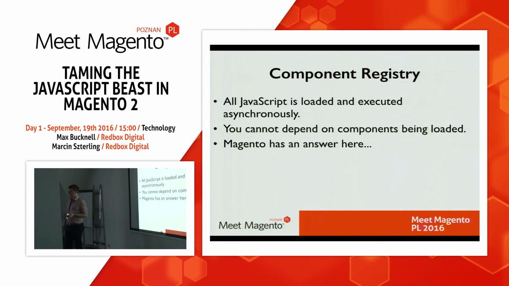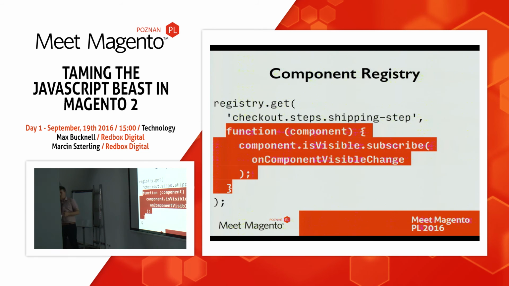Turns out Magento thought of this. They're a smart bunch over there. Ta-da! Callback. So registry.get is exactly the same, but we pass in a function. And if that's not defined, it waits until it turns up, and then when it turns up, it puts it into an observable array and gives us a callback. And so what we're doing is we're finding the isVisible property on that, and we're subscribing to that observable with a function of our own that we've left out.